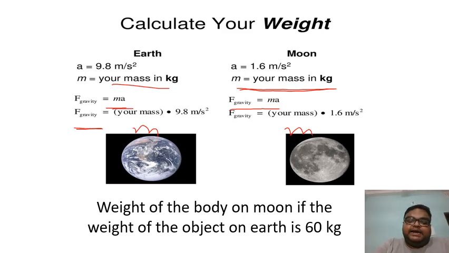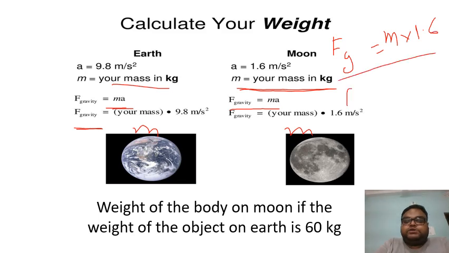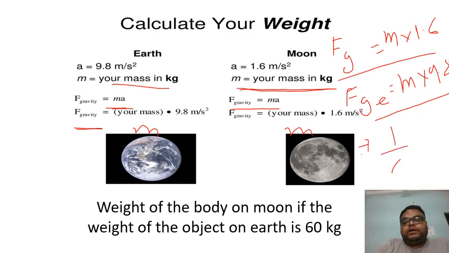Okay, let's write Fg, force of gravity on moon. Force of gravity on moon equals m times 1.6, right? And force of gravity on earth equals m into 9.8, right? So when we divide it, we will get a ratio of 1 by 6.